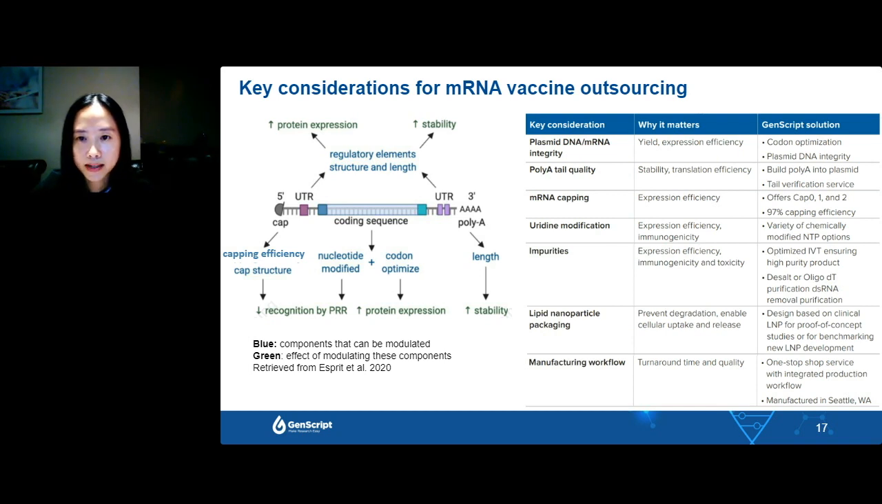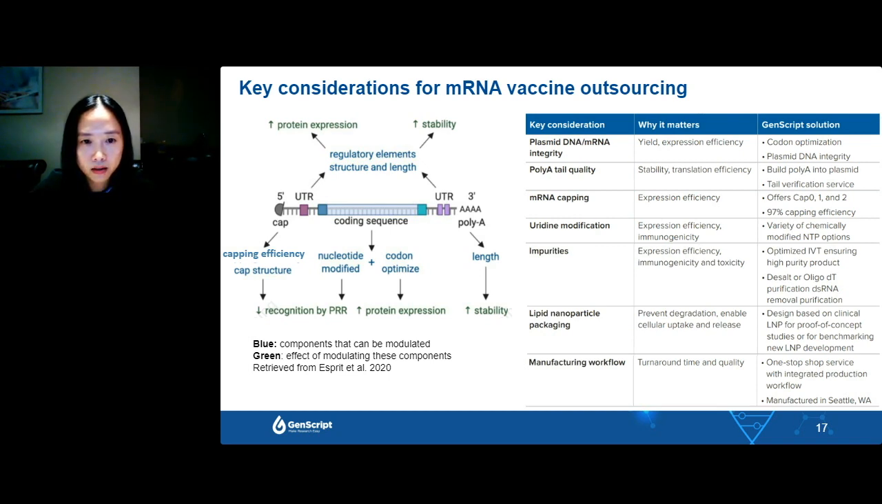We have optimized the IVT process to ensure a high quality product. And also we have desalting or oligo dT purification. This is the way to purify the dsRNA. The next one is the lipid nanoparticle packing.